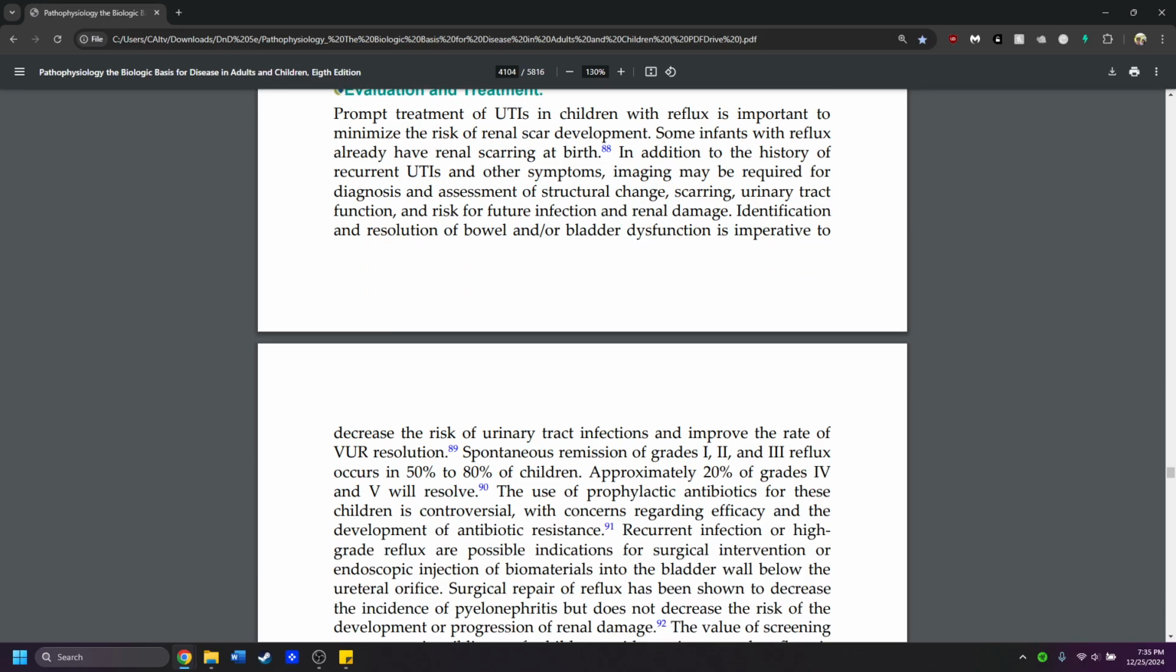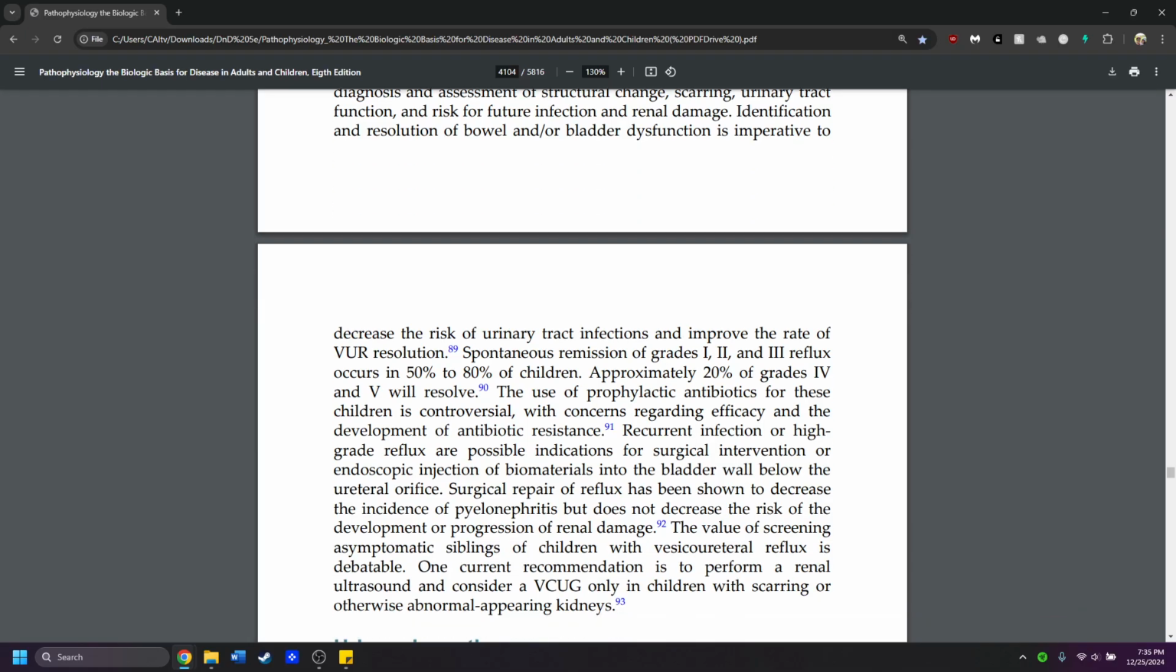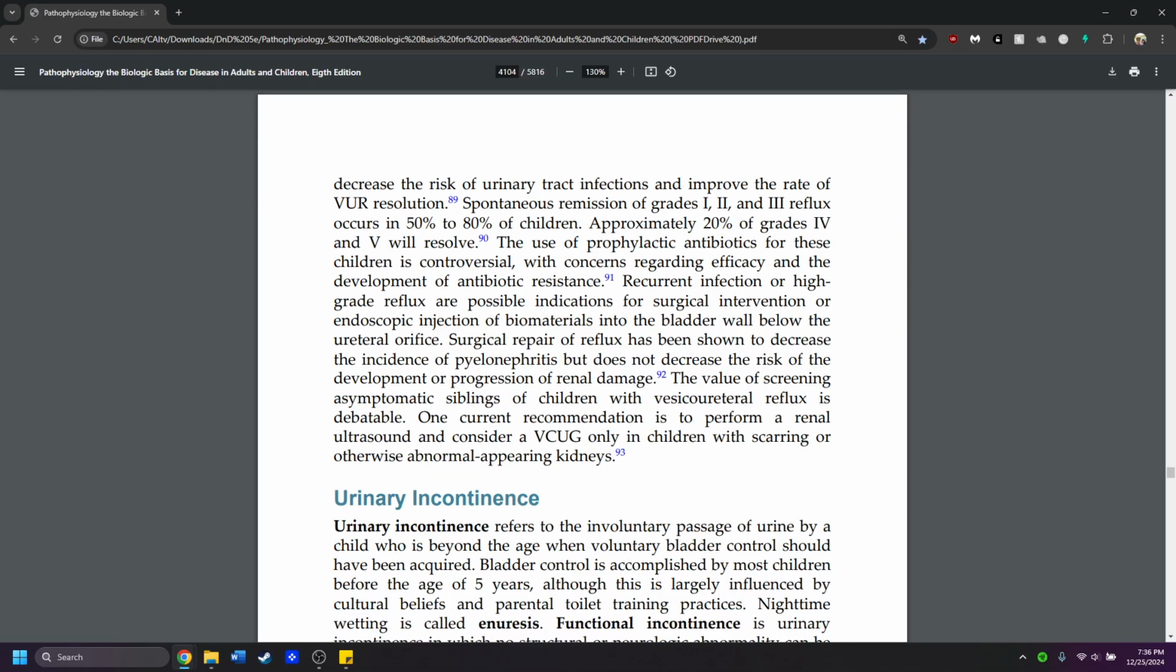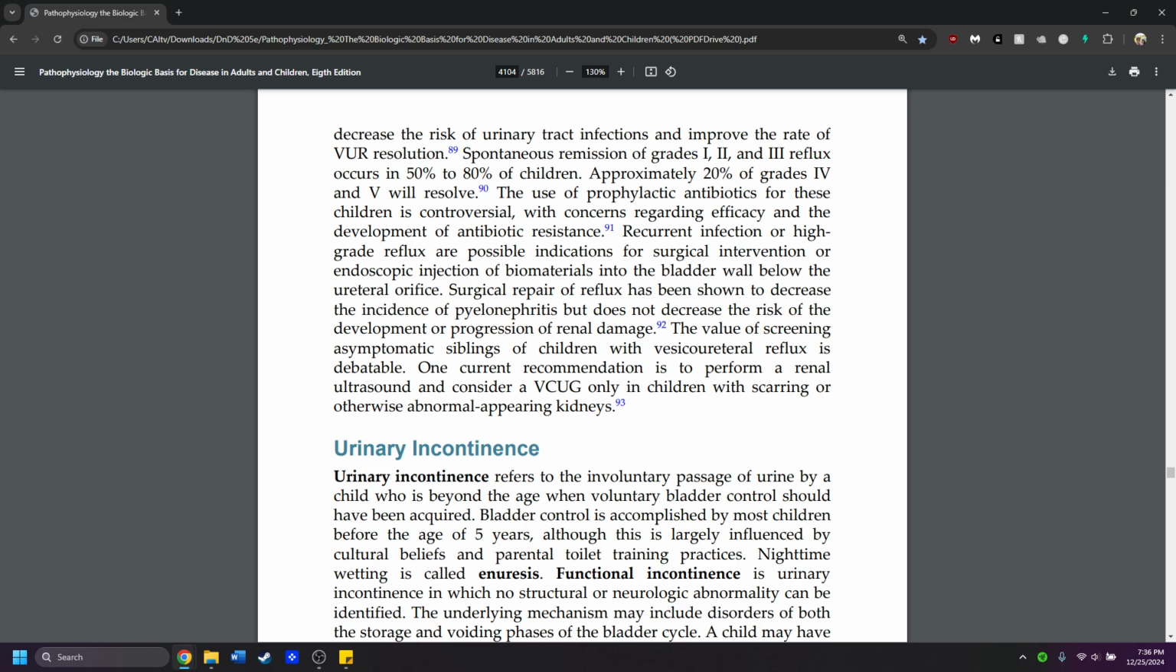Identification and resolution of bowel and/or bladder dysfunction is imperative to decrease the risk of urinary tract infections and improve the rate of VUR resolution.